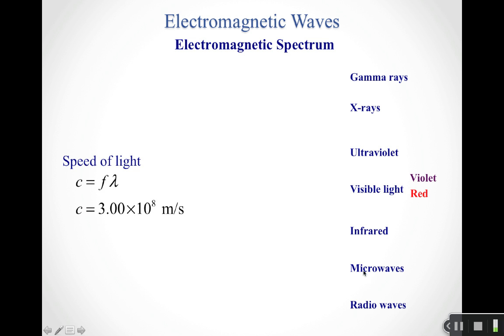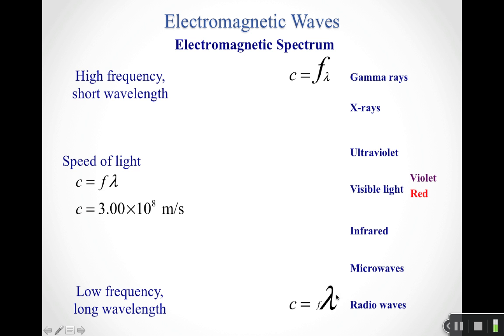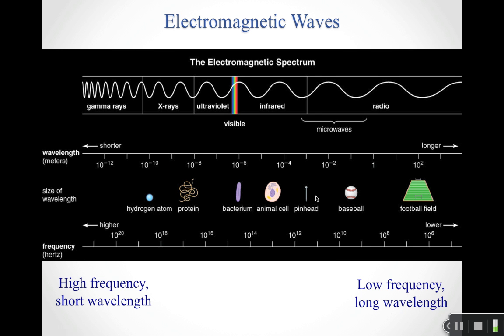And again, for all of these in the electromagnetic spectrum, gamma rays, X-rays, ultraviolet, visible light, infrared, microwaves, radio waves, all these forms of electromagnetic radiation travel with the speed of light. So we go from the high frequency, short wavelength end up here with gamma rays, to the low frequency, long wavelength end down here with radio waves. As you come down from gamma rays, the frequency drops and the wavelength gets larger.